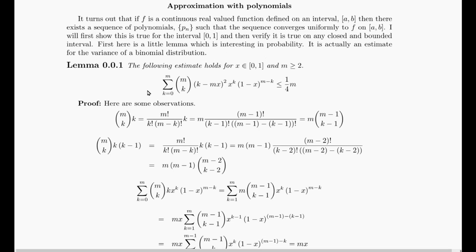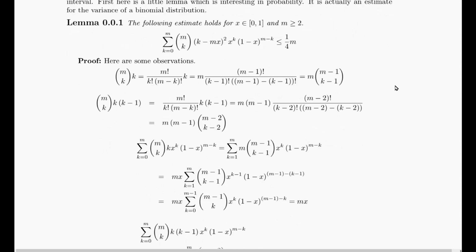Okay, first of all, there's a little estimate here. Remember, these are the binomial coefficients, m things taking k at a time. And I'll have (k minus mx) squared, x to the k, (1 minus x) to the m minus k. And here x is going to be in here. What I can say is that for all x between 0 and 1, this expression is less than a constant times m. In fact, you can let the constant be 1/4. Okay, so I'm going to show you this result.